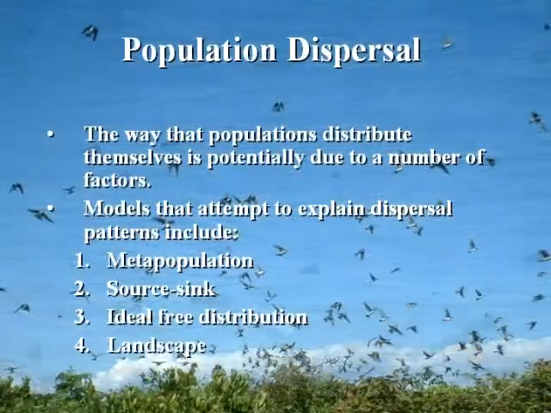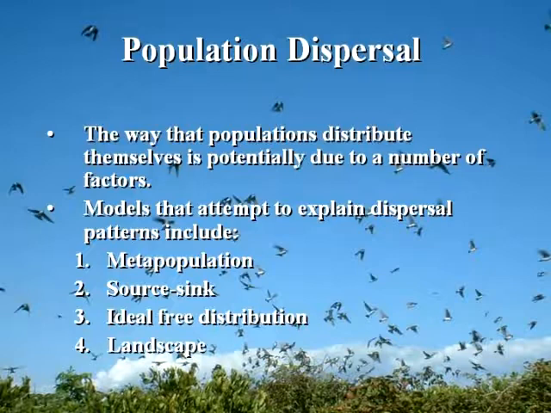Now, ecologists have looked at this issue of dispersal a great deal. And in association with this phenomenon of dispersal, they've developed several models that explain the distribution of species based on dispersal phenomena. And so we're going to talk about 4 of these.